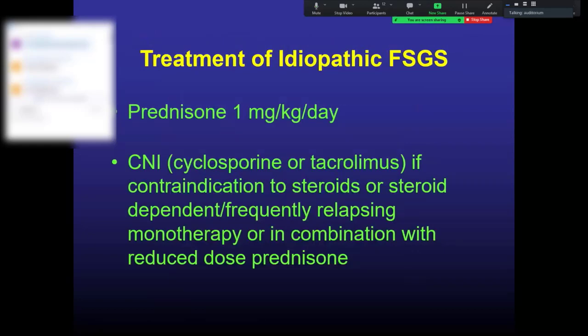So treatment, if someone has idiopathic, if we think they fall in that category and don't have a secondary cause, prednisone is typically the first line treatment, although sometimes I will use a calcineurin inhibitor, cyclosporin or tacrolimus, if there's a contraindication to steroid. Or if someone's steroid dependent, having trouble titrating off or frequently relapsing, you can use a calcineurin inhibitor in monotherapy or in combination with a reduced dose of prednisone.